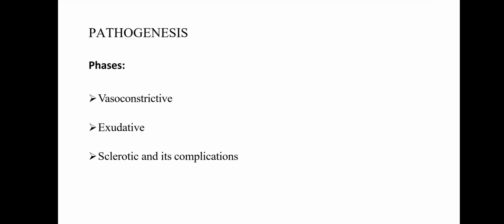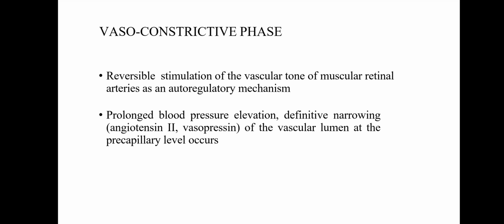Pathogenesis phases. There are three phases: vasoconstrictive, exudative, sclerotic, and its complications. Vasoconstrictive phase: reversible stimulation of the vascular tone of muscular retinal arteries as an autoregulatory mechanism. With prolonged blood pressure elevation, angiotensin II and vasopressin, definitive narrowing of the vascular lumen at the precapillary level occurs.